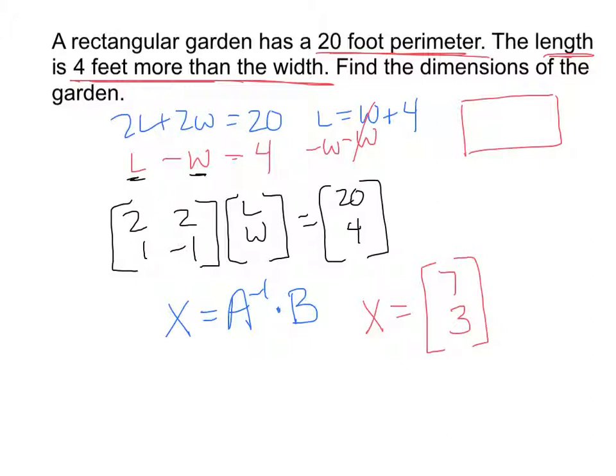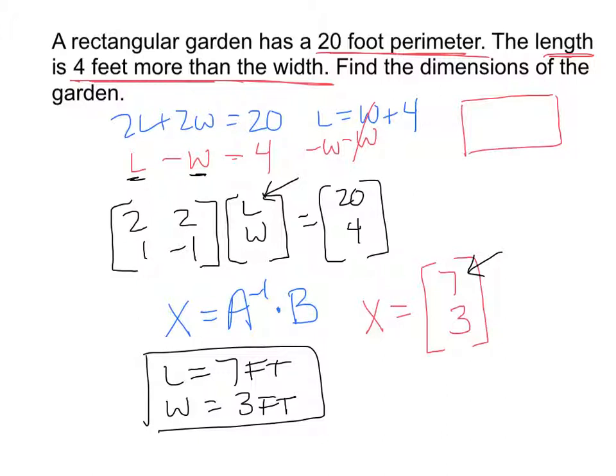So let's think about what this actually means in terms of the problem. Since L was on top, that means that L is 7. So the length is 7 feet. And the width is 3 feet. And again, check yourself. Does it make sense that the width is 3 feet? Well, yeah, since the length is 4 more than that, 7 is 4 more than 3, so I'm feeling pretty confident about our answer.